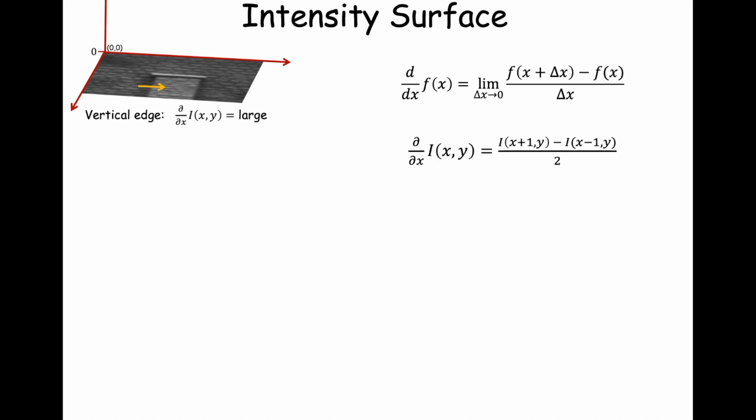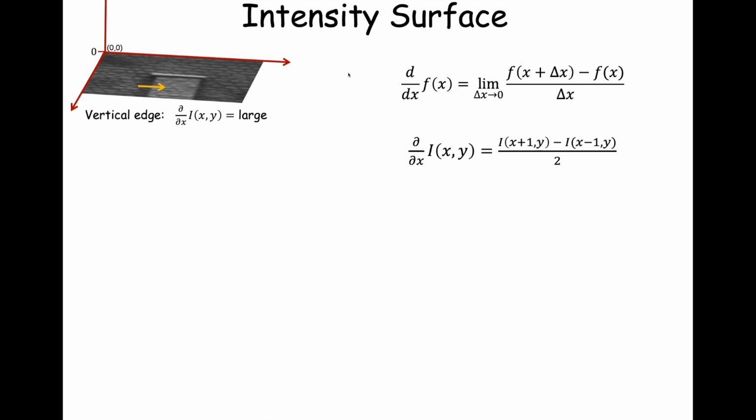Let's replace our function with the intensity function. We have I, the intensity function, and I takes two parameters, x and y. We're going to change the d/dx to the partial derivative, because we're interested in how this intensity surface changes with respect to a single scan line direction in image coordinates, in this case the x direction. So what's our f of x plus delta x? If we're scanning in the x direction, we're not changing the y coordinate. So here we have I of some value, comma y.